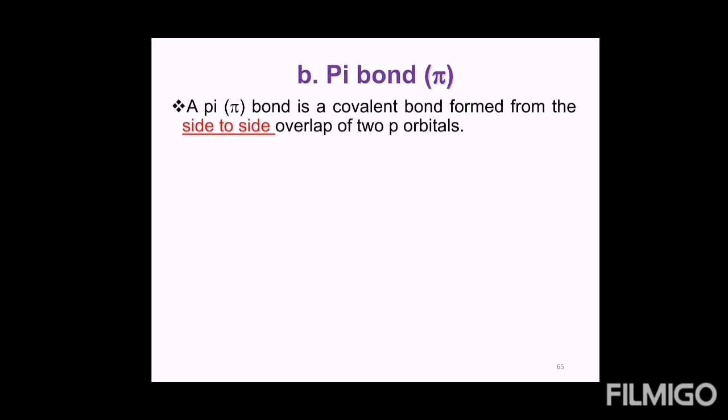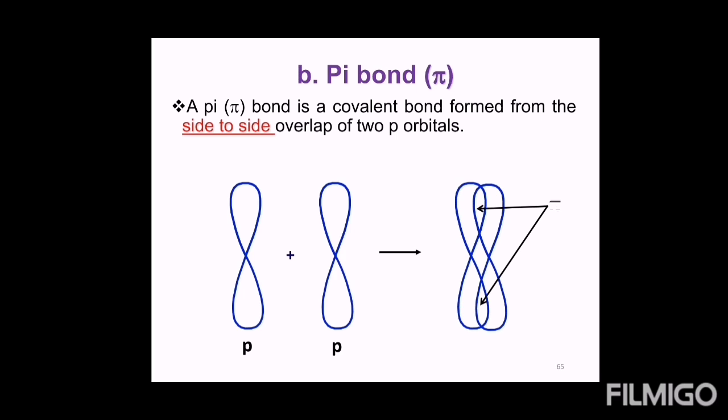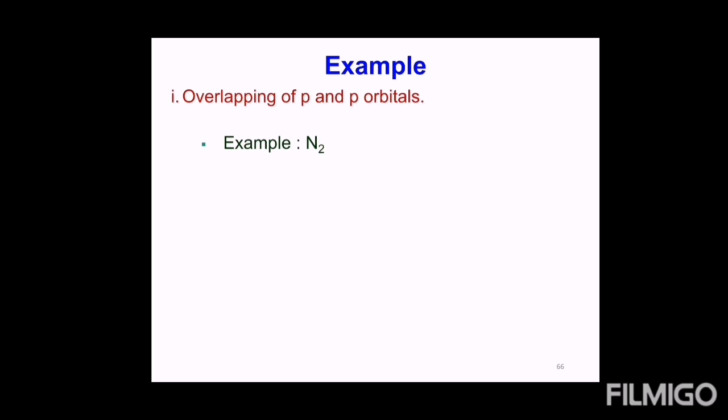A pi bond is a covalent bond formed from the side to side overlap of two p orbitals. Before this, you all already know that the orbital P consists of three. There is Px, Py, and Pz, right? Alright, so for the side to side overlap, so you will manage to get pi bond.